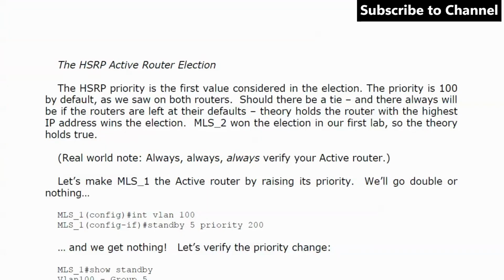So let's talk about this election for a few minutes, and then we're going to jump in the lab really quick and look at changing the results of this election. The priority, that HSRP priority, is the first value considered in the election. Now the priority is 100 by default. We saw that on both routers.